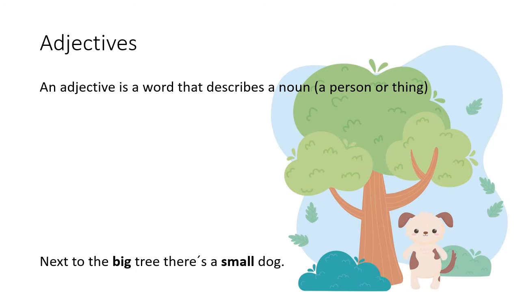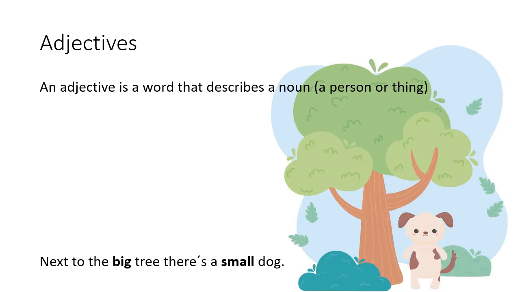An adjective is a word that we use to describe a noun, a person, a thing, a place, something like that. For example, the sentence "Next to the big tree there is a small dog." Big and small are adjectives. They describe the dog and the tree.